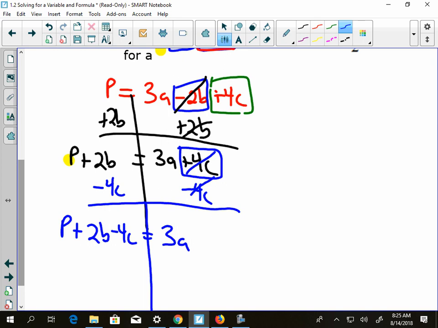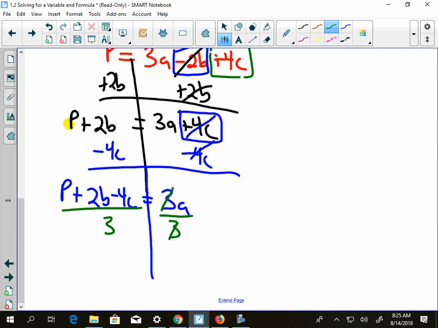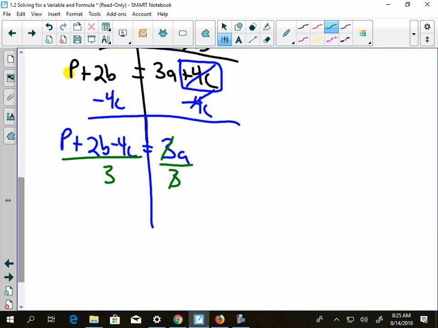Holy cow. Now what do I have to do? This is multiplication. I have to divide both sides by 3. The 3's cancel. So my answer: P plus 2b minus 4c over 3 equals a.